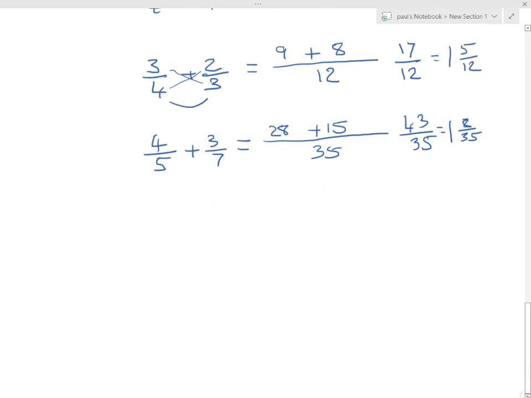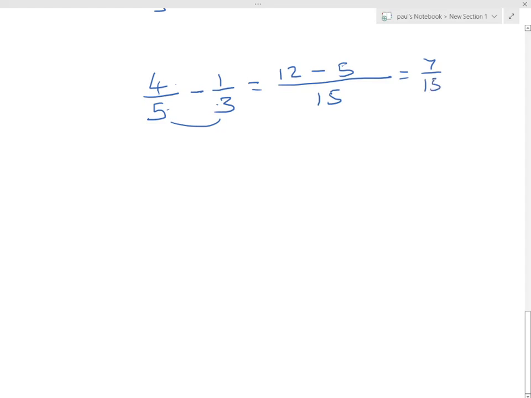Now subtraction is just the same. We get 4/5 minus 1/3. Multiply the two numbers at the bottom to get 15, and cross multiply. 4 3s are 12 and 5 1s are 5, and this time we have the minus. That's why you have to start at that bottom right hand corner, so you get these numbers the right way around. And 12 minus 5 is 7/15. Can't simplify.